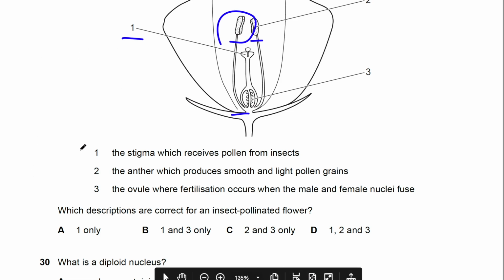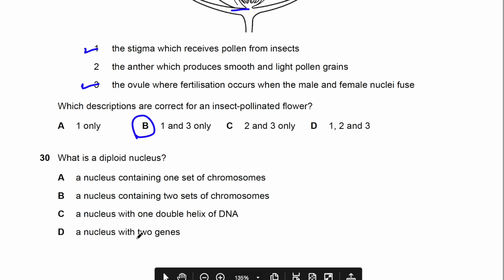So we will go with number 1 and number 3. That will apply. So where is 1 and 3? It's option B. So the right answer here is B. Let's move to question 30.